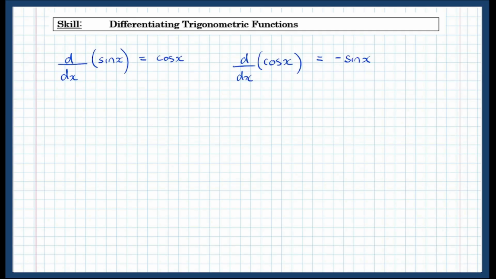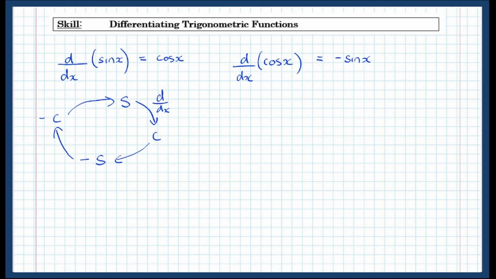Now there is an easy way to remember these, and that's by looking at what I call the wheel of differentiation for sine and cos. So sine differentiates to cos, which then differentiates to minus sine, which then differentiates to minus cos, and back to the start again. And I call this the wheel of differentiation. So sine to cos, to minus sine, to minus cos, and back to the start again. So everything that we're going to do here is going to be based upon knowing this wheel of differentiation.